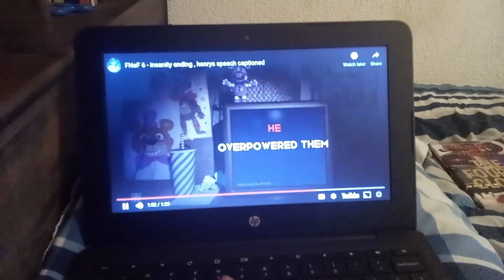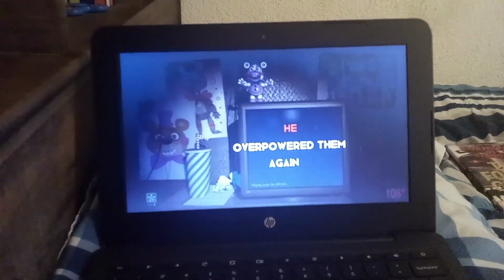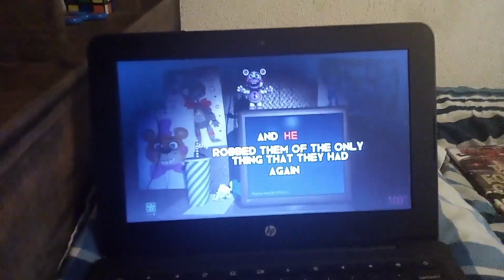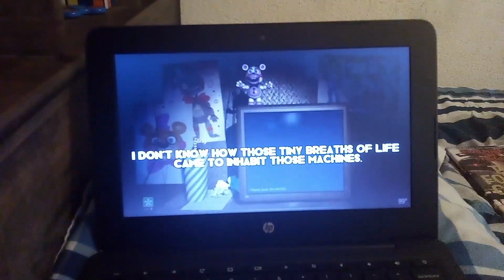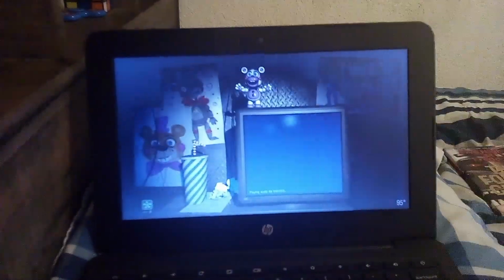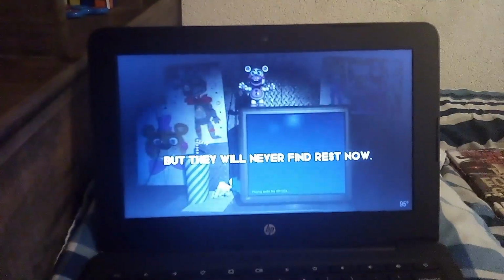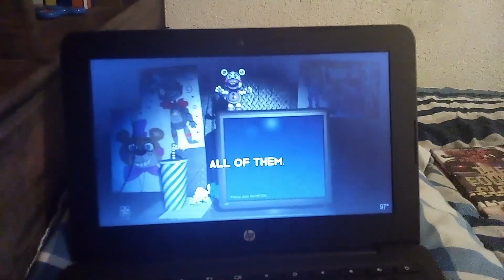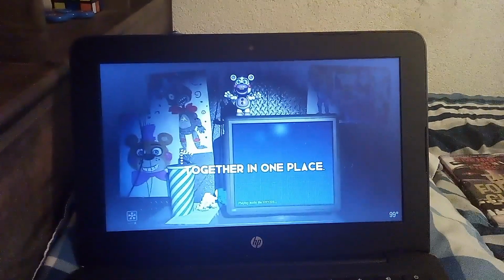Again, he overpowered them. Again. And he robbed them of the only thing that they had. Again. I don't know how those tiny breaths of life came to inhabit those machines, but they will never find rest now, not like this. I have to call them all back, all of them, together in one place.